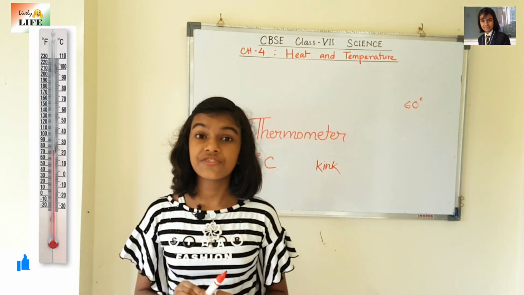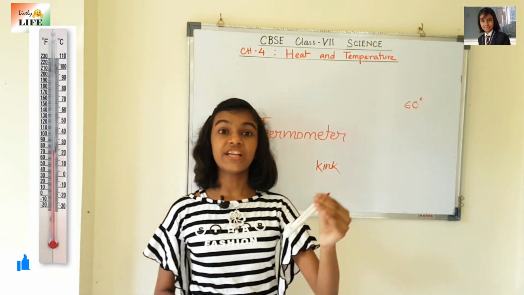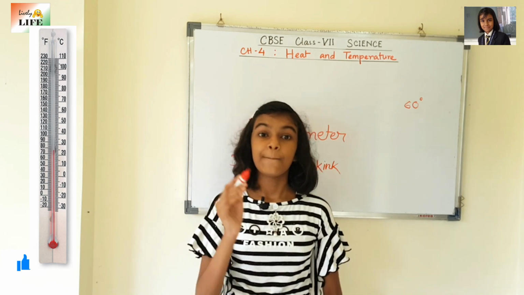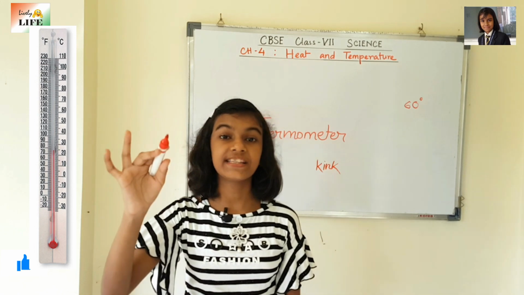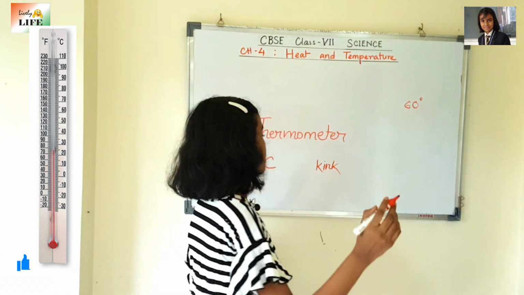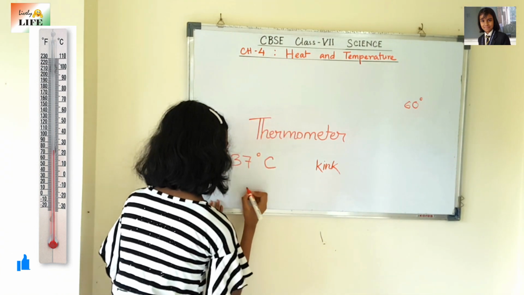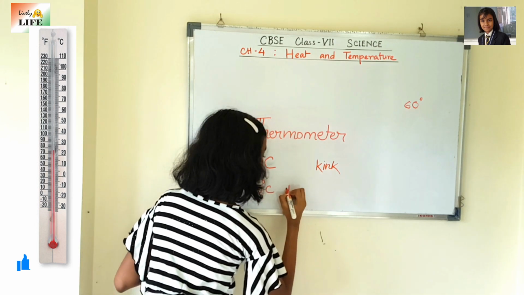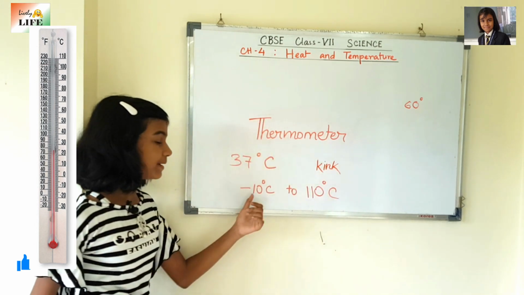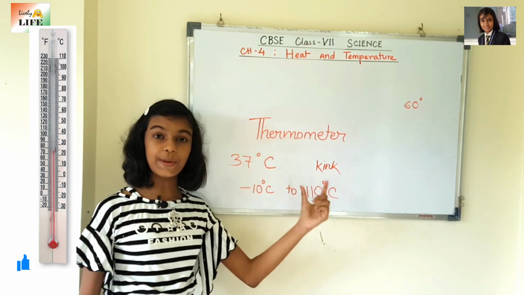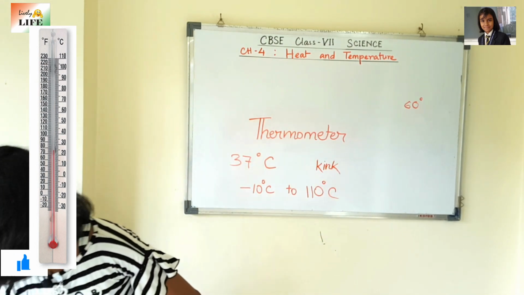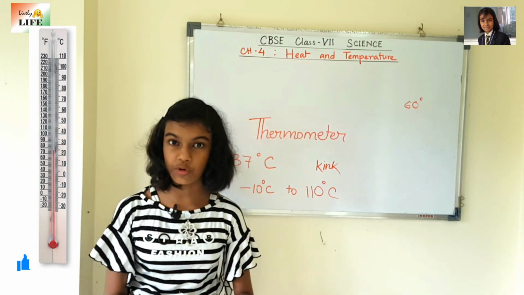What is the range of laboratory thermometers? The range of a laboratory thermometer is -10 degrees Celsius to 110 degrees Celsius. So I am writing over here. Okay, -10 degrees Celsius to 110 degrees Celsius. This is the range of the laboratory thermometer.